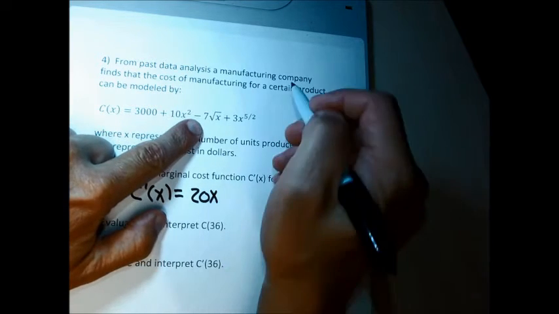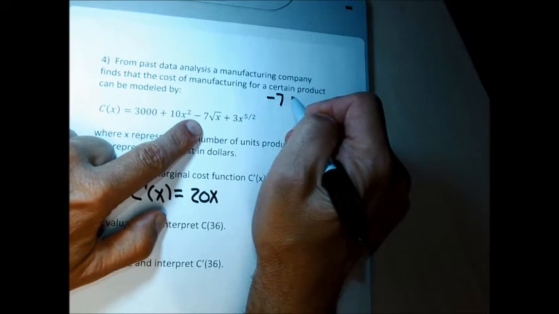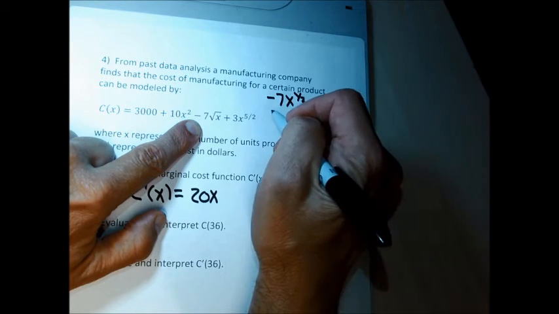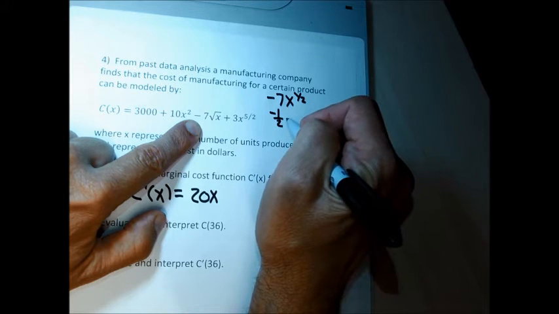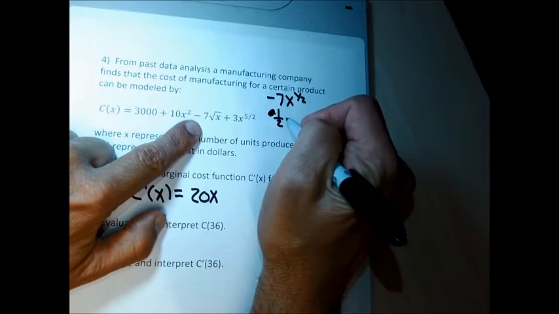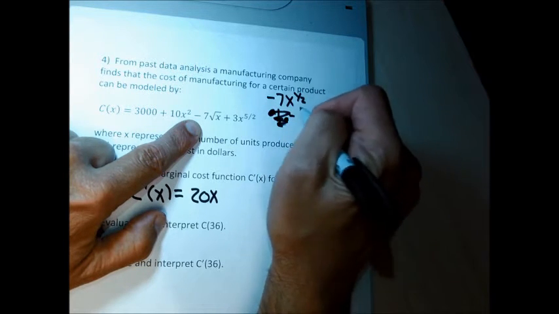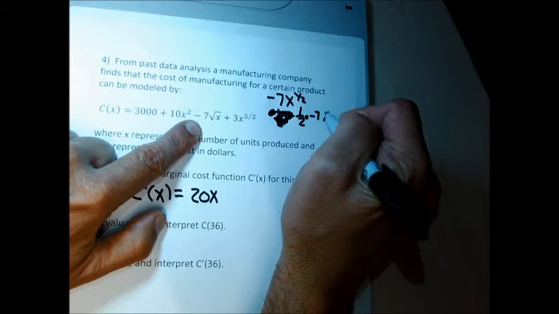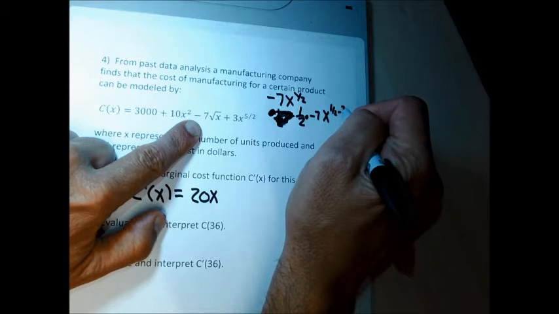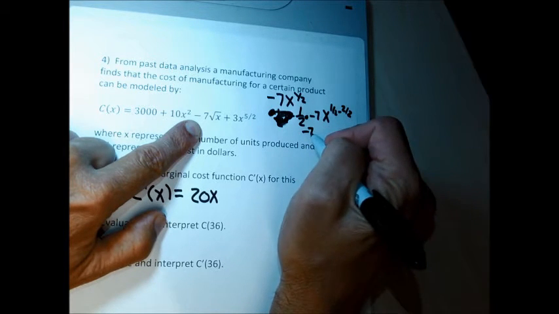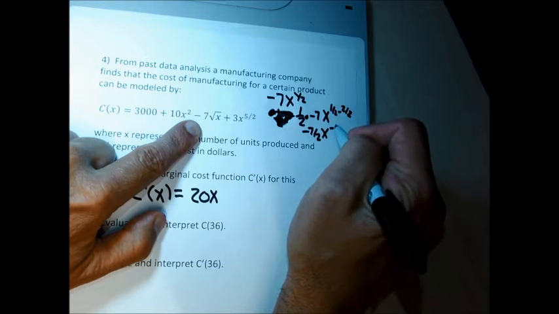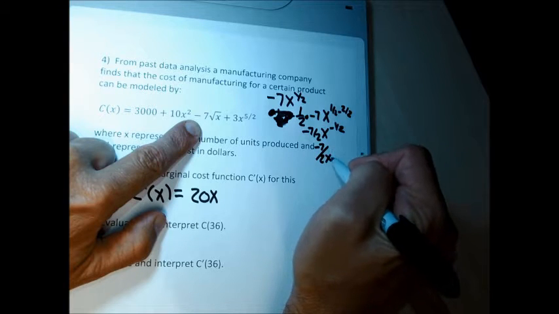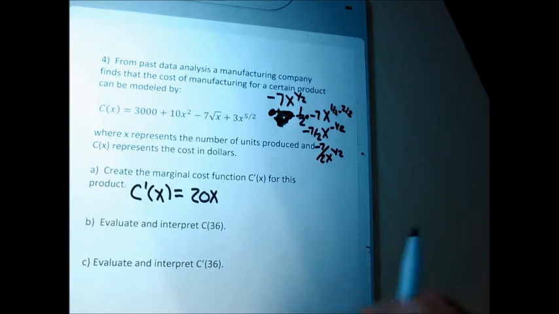To do the derivative of the minus 7 square root of x, I have to think of it as minus 7x to the 1/2. Then I'm going to go 1/2 times minus 7 times x to the 1/2 minus 2/2. That's going to be minus 7/2 x to the negative 1/2, which is minus 7 over 2x to the 1/2, which is minus 7 over the square root of x.